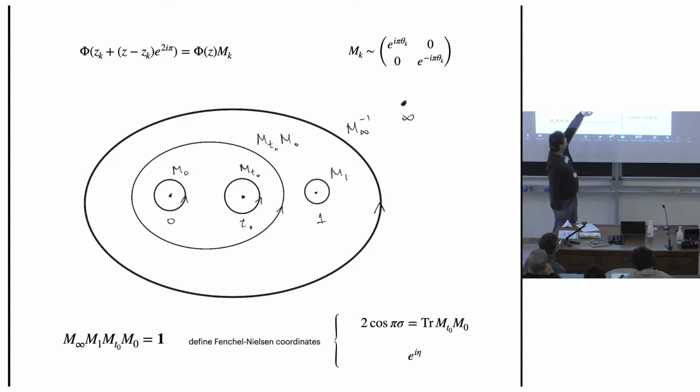If you work in a basis where m0 is diagonal, then m1 is also diagonal, but since diagonal matrices can be related by some conjugation by a diagonal matrix itself, you need an extra eta parameter. These are the so-called Fenchel-Nielsen coordinates for the monodromy matrix with 4 singular points. And these tell you everything you need to know about the global analytical properties of the functions. There are generalizations for any number of points in the sphere.